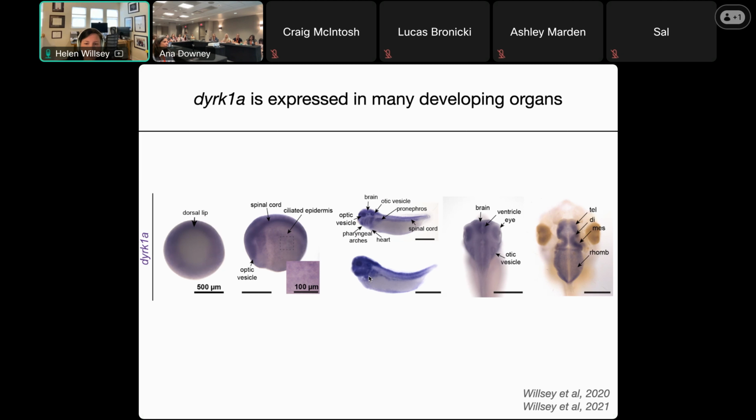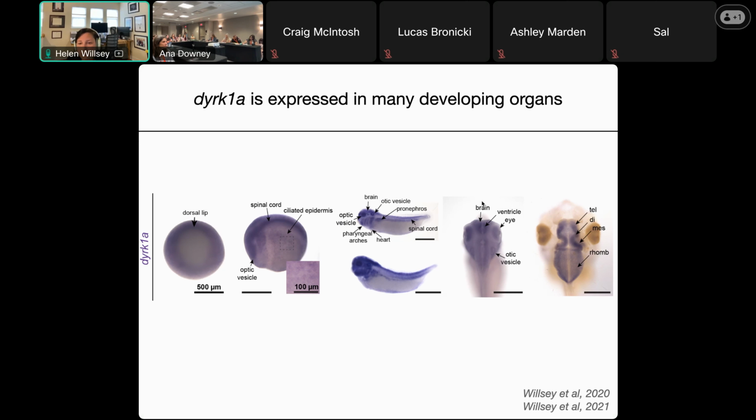And so I'm not going to talk about any of our kidney work today. That was in collaboration with Rachel Miller at UT Houston. But we have done some work about DYRK1A and its essential function for kidney and urogenital tract development. And so we can talk about that later if people want to get into that.